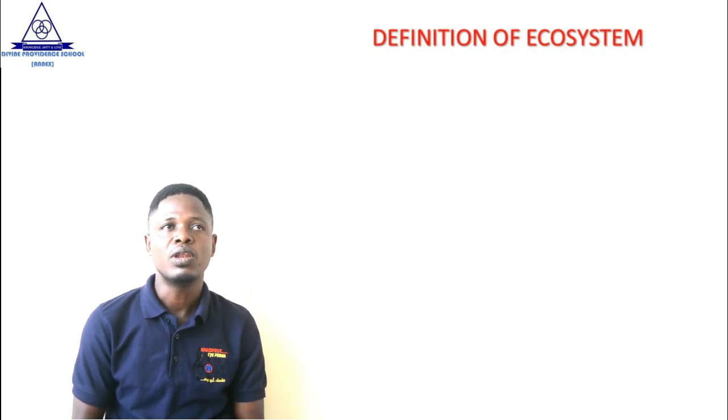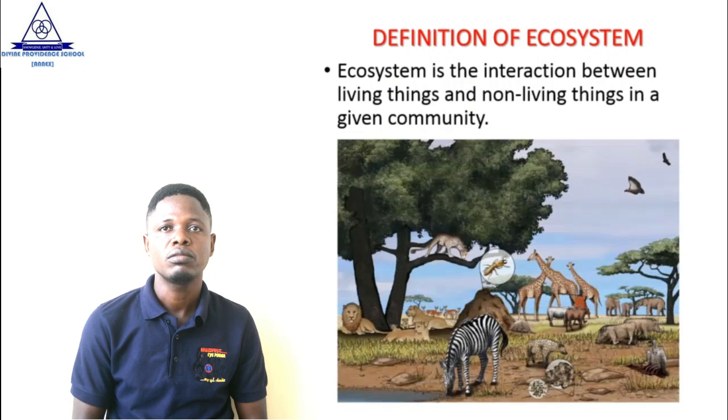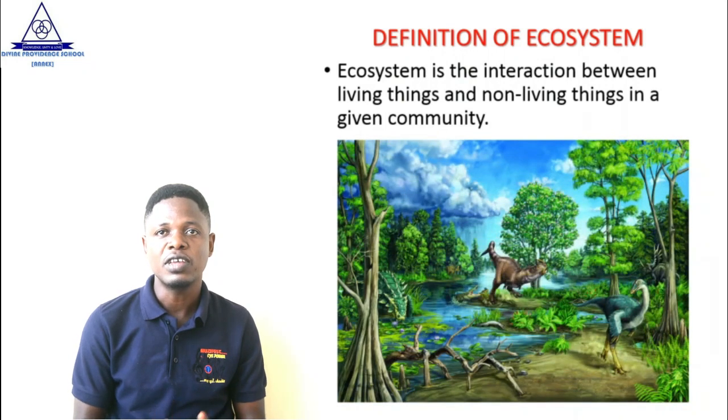Now before we get there, let's look at the definition of ecosystem. What do we mean by ecosystem? Ecosystem is the interaction between living things and non-living things in a given community. Now you can see it from the picture clearly. What you see there is an ecosystem. As you can see trees, you can see animals, you can see water, everything in a particular community.